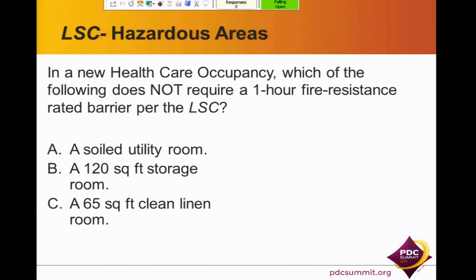Next question. Hazardous areas. In a new healthcare occupancy, which of the following does not require a 1-hour fire resistance rated barrier per the Life Safety Code? We'll close the polling in just a moment.